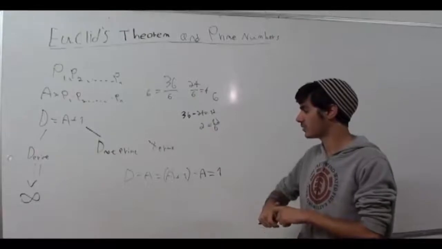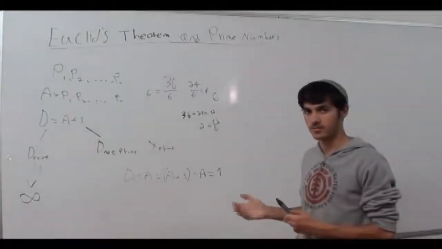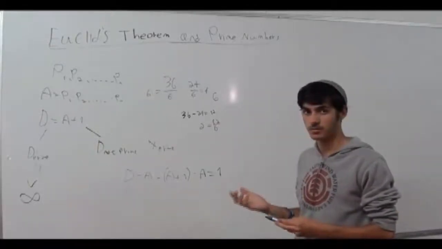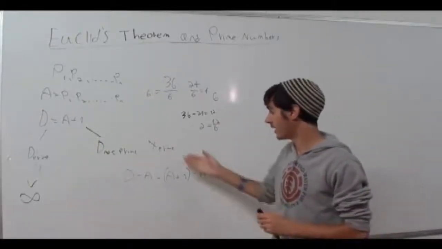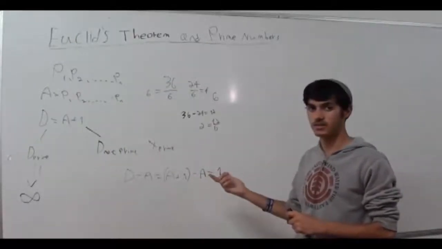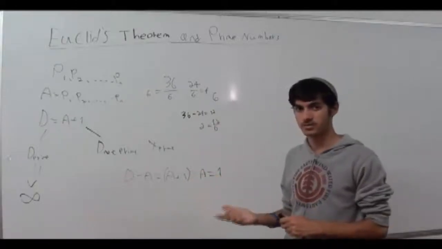And now, as we know, 1 is not divisible by any number. It is only divisible by itself. And since 1 is not a prime number, it is not divisible by any prime number. And so x cannot be divisible by A, which means it's not in the list. Which again proves that there are an infinite number of prime numbers.